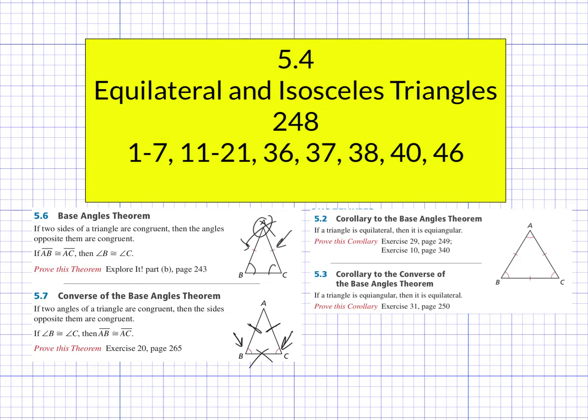All right, the corollary to the base angles theorem and the corollary to the converse of the base angles theorem just mean if it's equiangular, it's equilateral. If it's equilateral, then it's equiangular. Let's get at it.